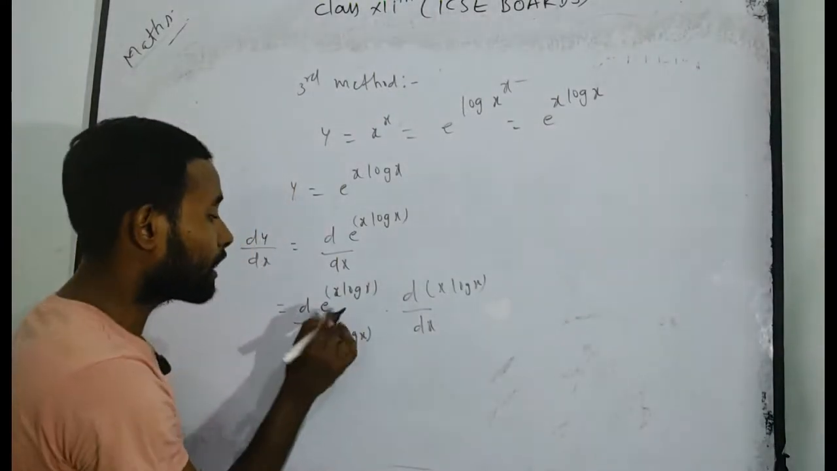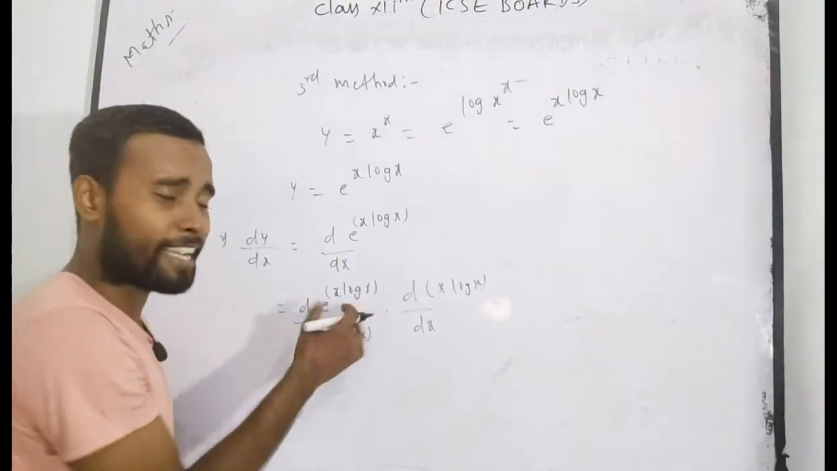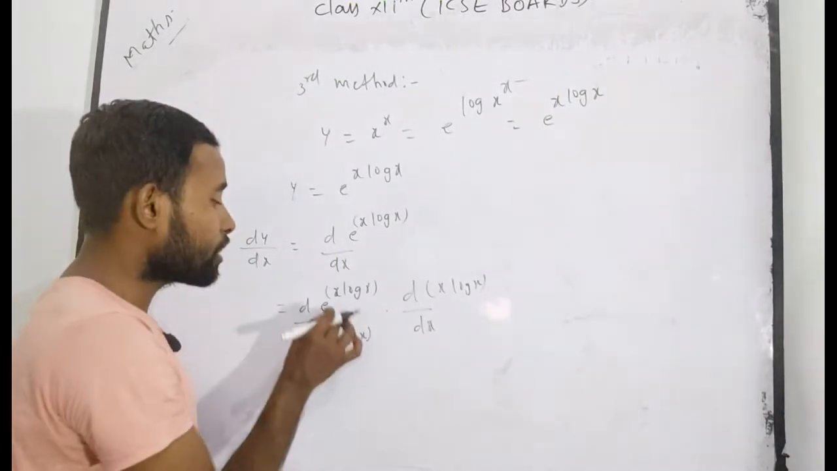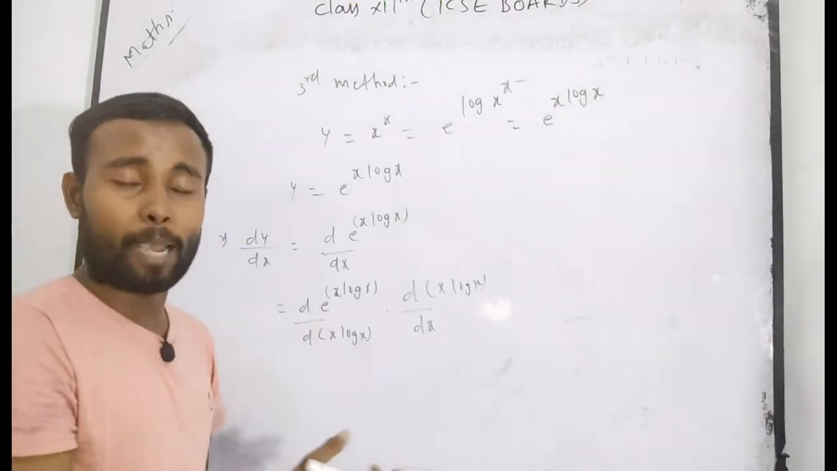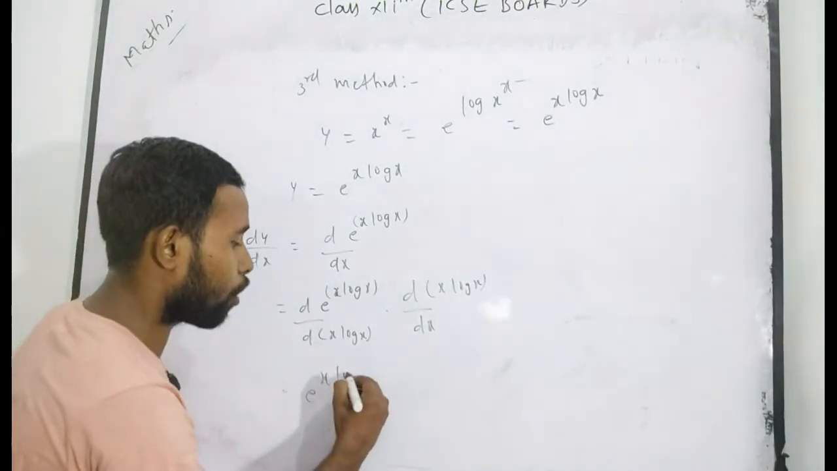Now you can conclude, e to the power something with respect to the same something. That means suppose that x into log x is equal to p. In that case, e to the power p differentiated with respect to p will definitely give you e to the power p. So it will be your e to the power x into log x.